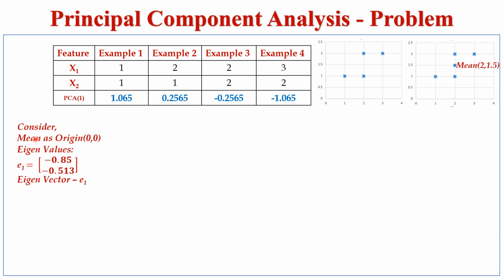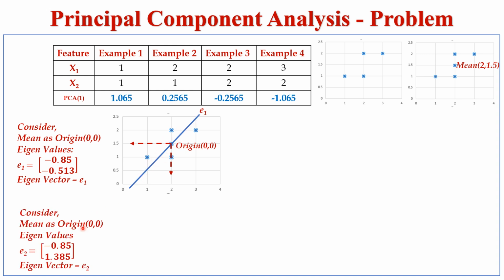Next, we consider the mean value as the origin, that is 0, 0. Here we are considering this mean as 0, 0, and the eigenvector E1, whose values are minus 0.85 and minus 0.513. So this is the x value and this is the y value. Since both x and y are negative, we have to consider this quadrant where x is negative and y is negative. The x value comes around here, that is minus 0.85, and the y value comes around here, that is minus 0.513. Based on this point, we can draw the eigenvector through the origin. So this is the eigenvector for E1.